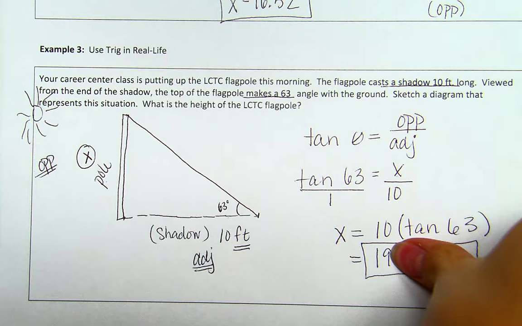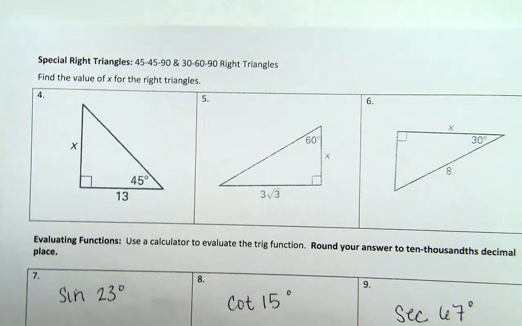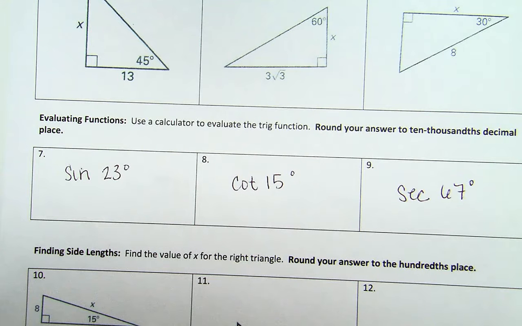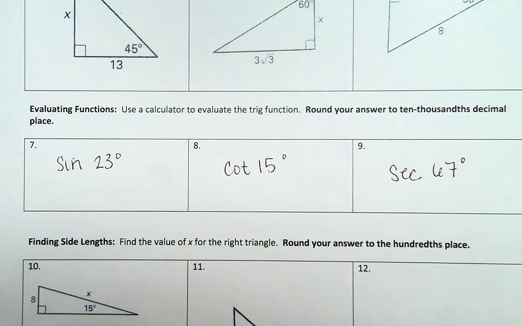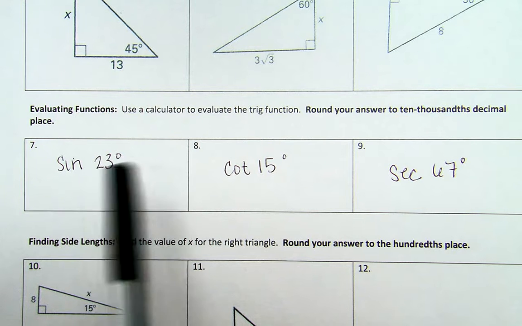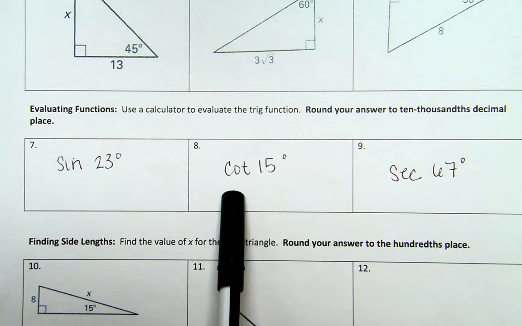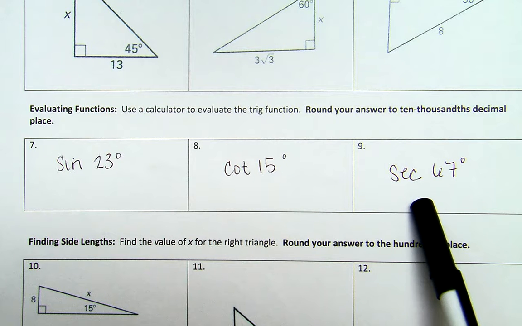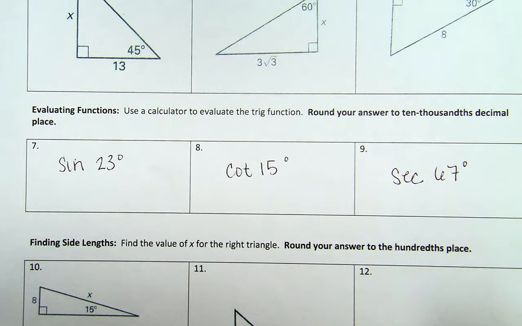One piece of information I do want to share with you is on this next page, it starts off with special right triangles. If you look down to the next part where it says evaluating functions, for some reason I don't think it printed on your PDF that is uploaded to Blackboard. So 7 should be sine of 23 degrees. 8 should be finding the values of cotangent of 15 degrees. And number 9 is having you find the value of secant of 67 degrees.